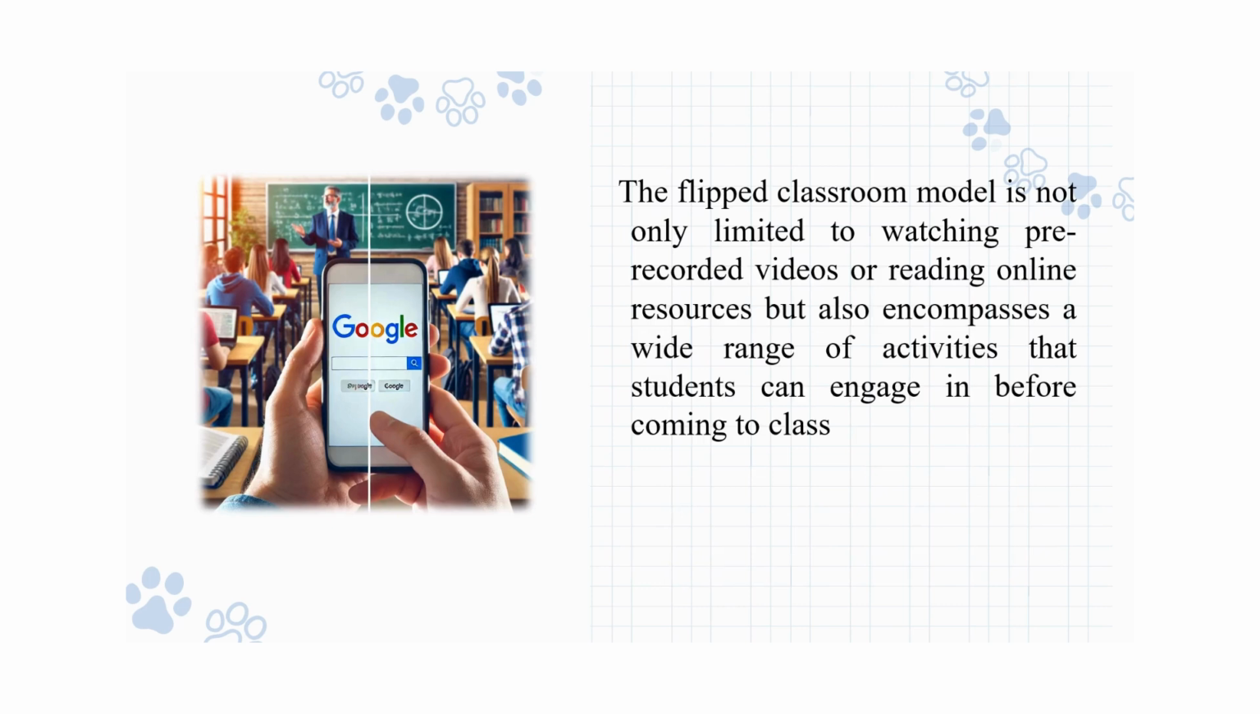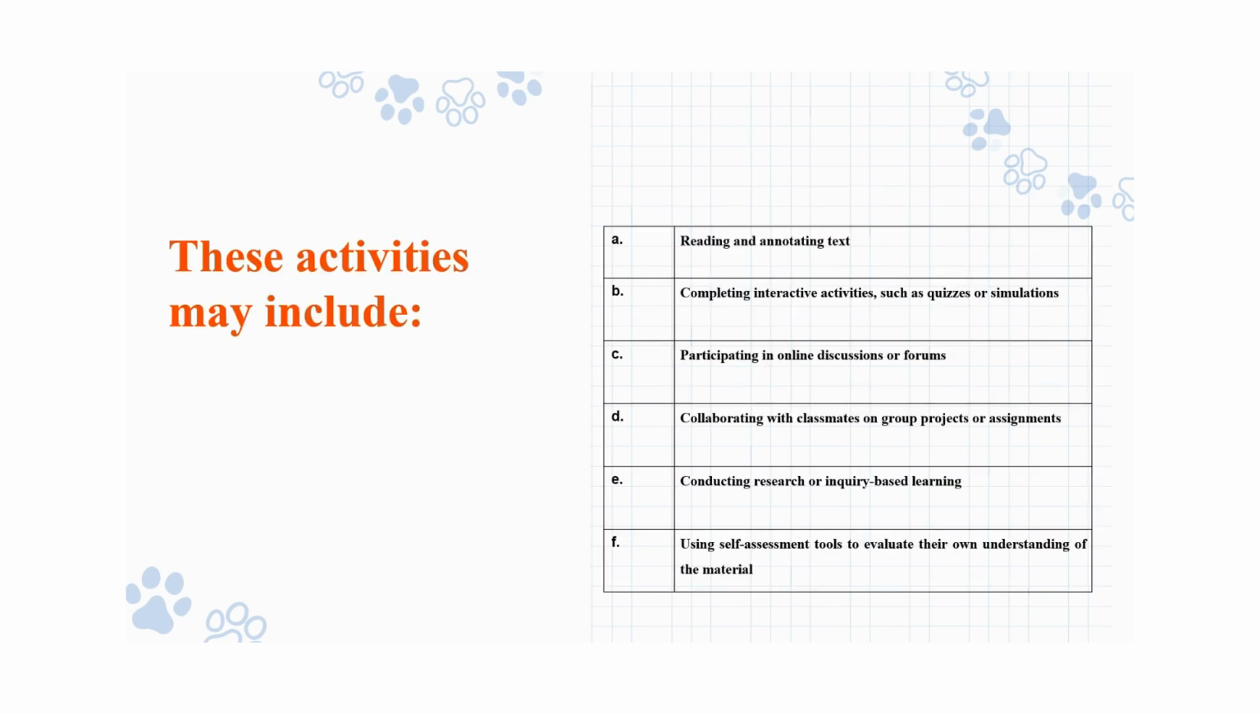The flipped classroom model is not only limited to watching pre-recorded videos or reading online resources, but also encompasses a wide range of activities that students can engage in before coming to class. These activities may include: A. Reading and annotating text.